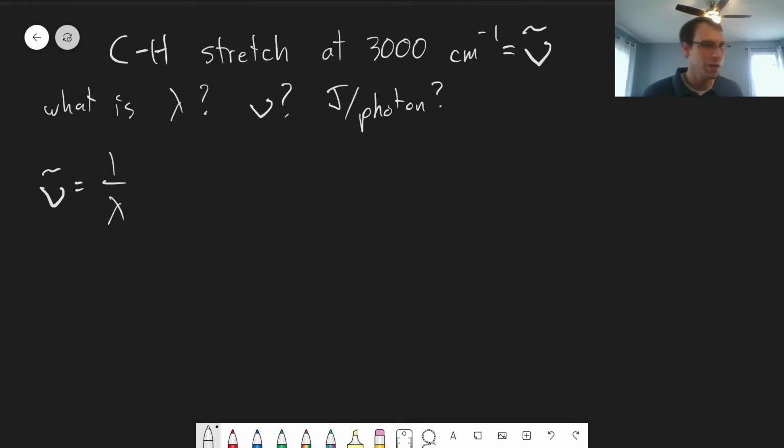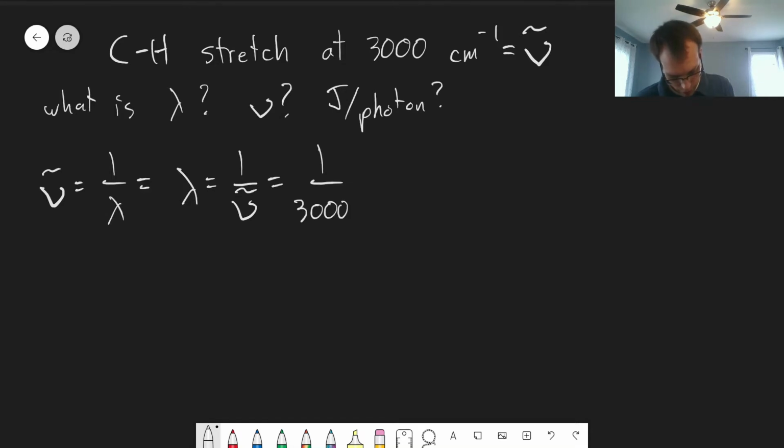So if we want to find the wavelength, we can just say that the wavelength will be equal to 1 over the wave number. All right, so we can put in 1 over 3,000 centimeters to the minus 1, and we can already see the units are going to work out. We'll get something in centimeters, and we need something in length units. And that's equal to 3.33 repeating times 10 to the minus 4th centimeters.